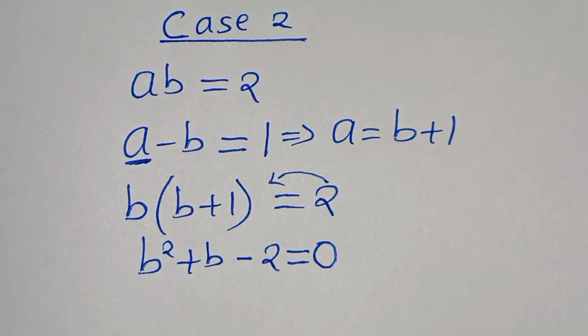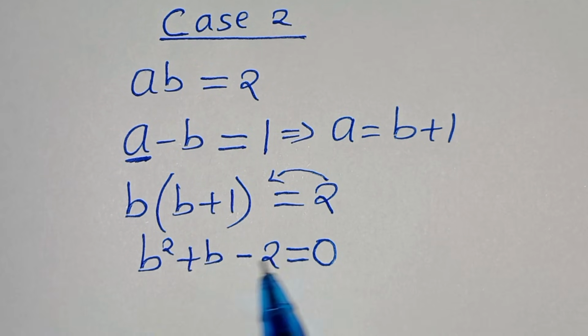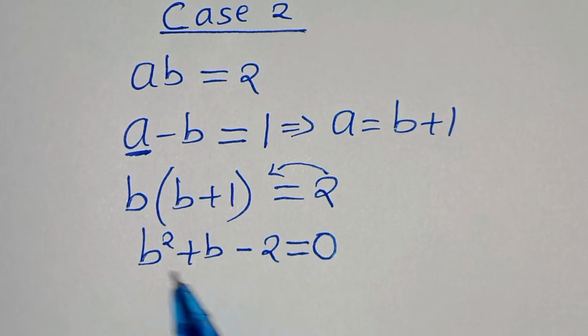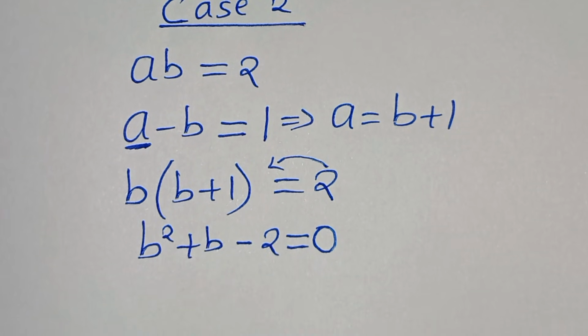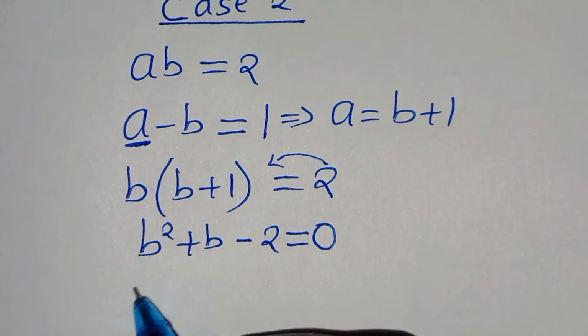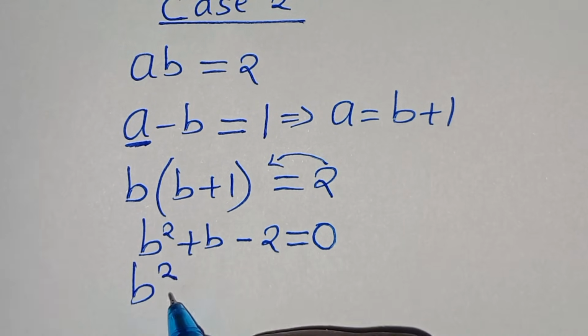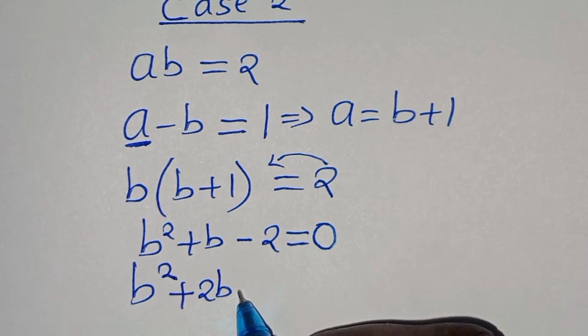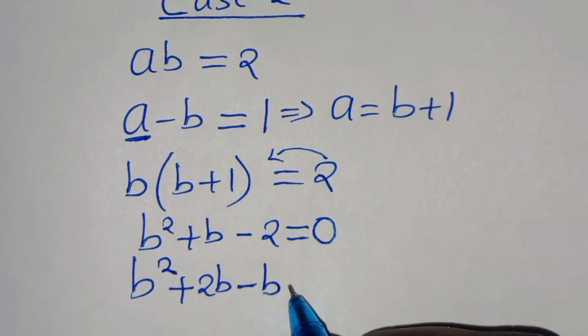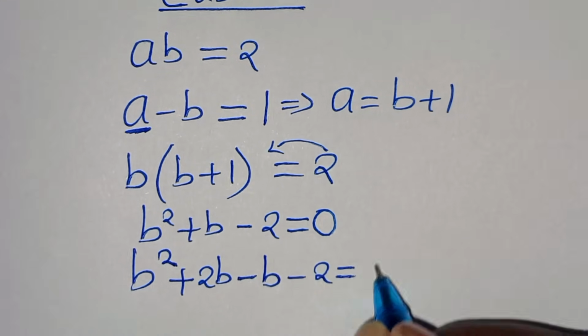So you find that this is a quadratic equation. We can solve this quadratic equation by factorization method. So this is b squared plus 2b minus b minus 2, which is equal to 0.